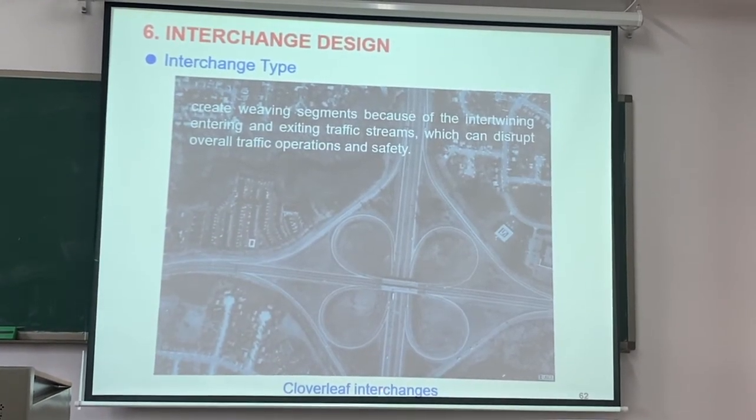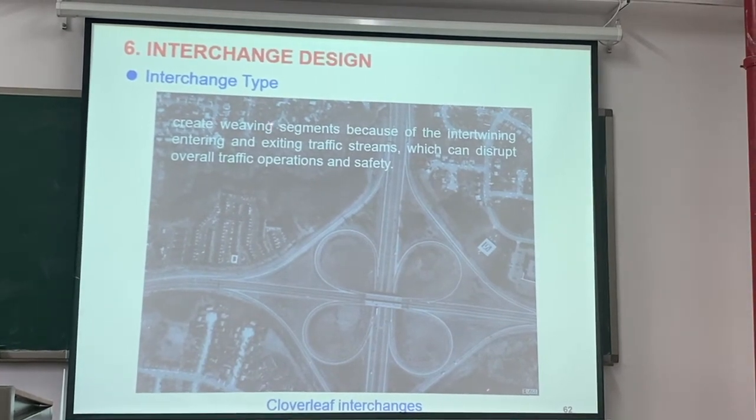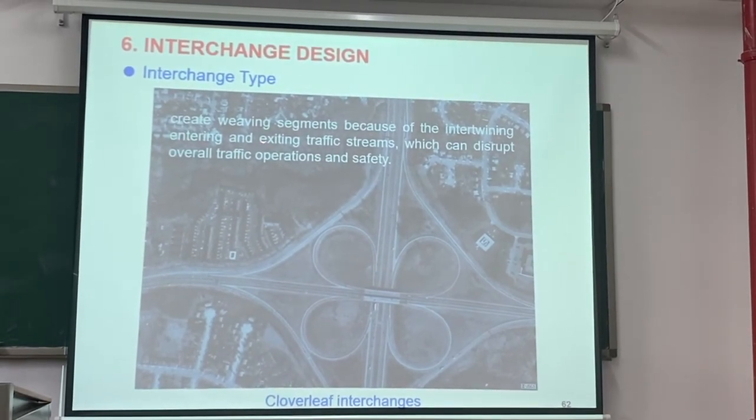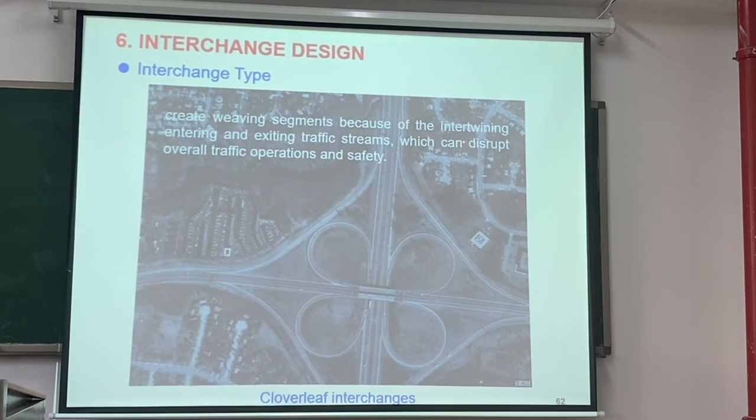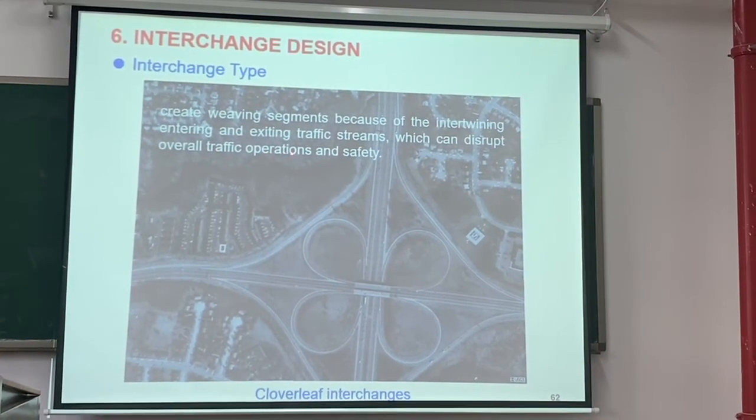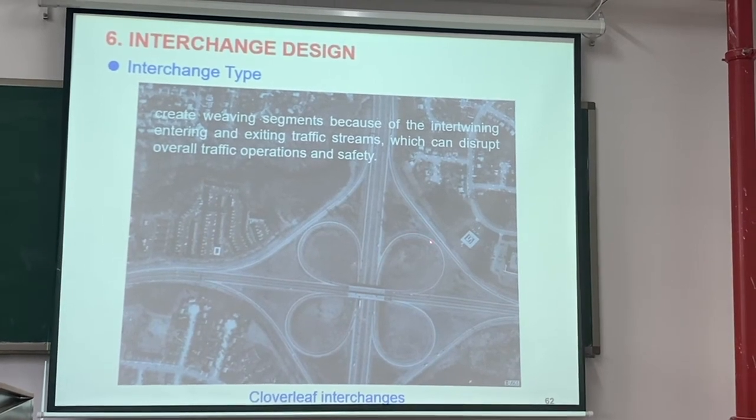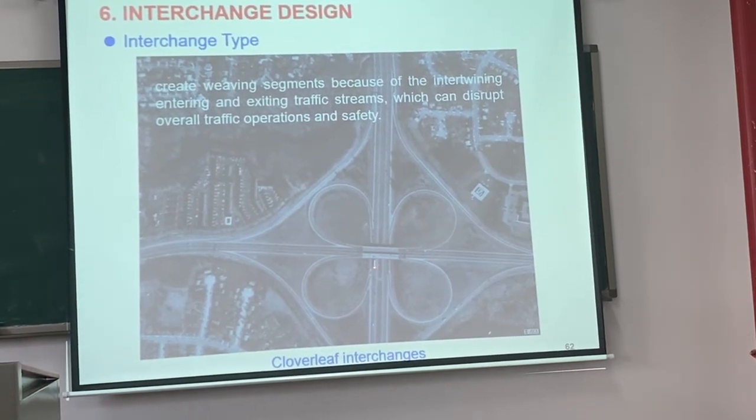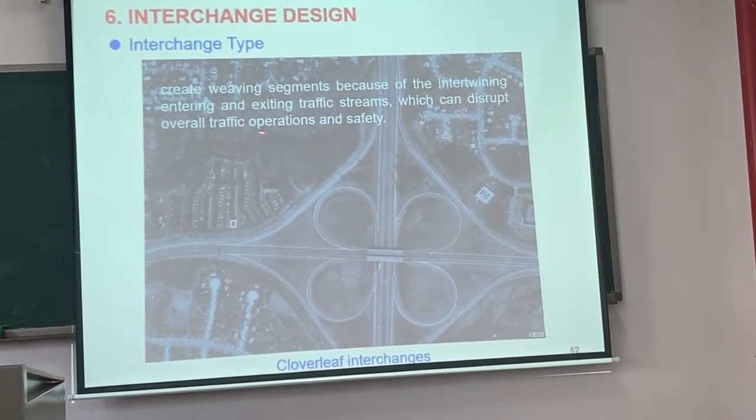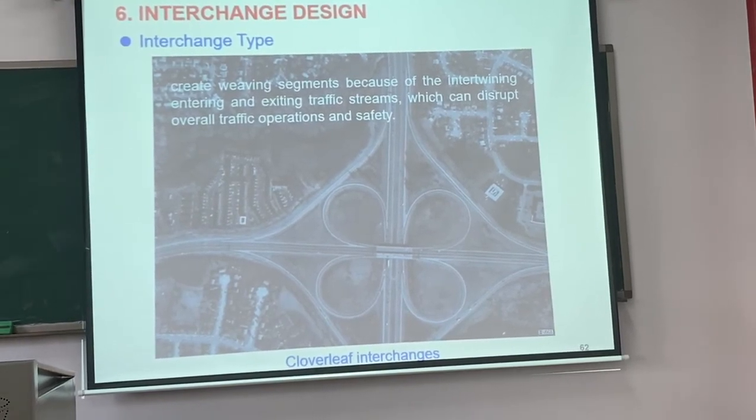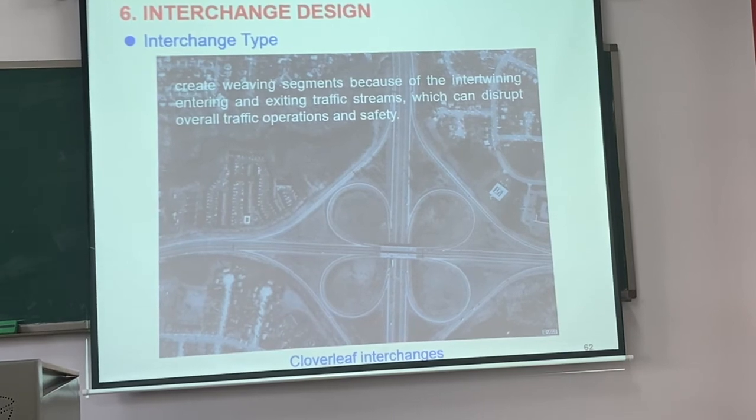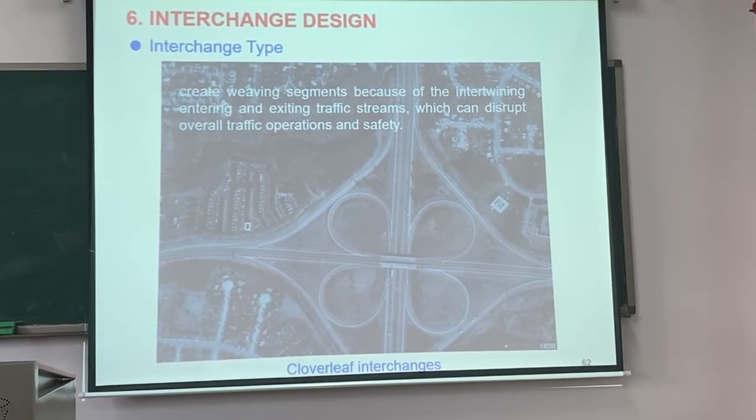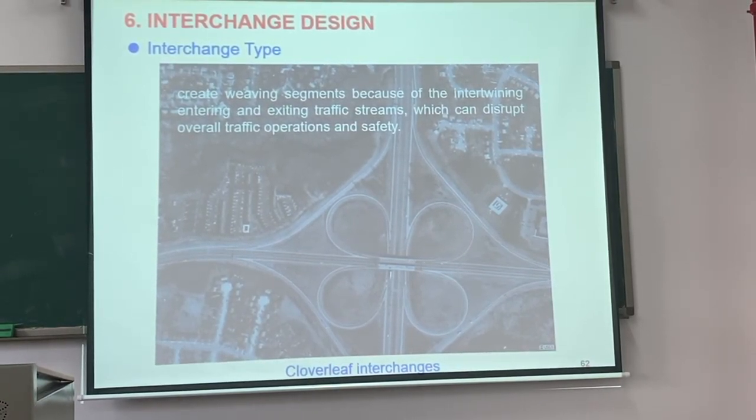This cloverleaf interchange creates a weaving segment because of the entering and exiting traffic streams, which can disrupt all traffic operations in the sector. So when traffic goes through this, or this, in this area, we have disruption of all the traffic operations. This is a four loop ramp, full cloverleaf interchange.